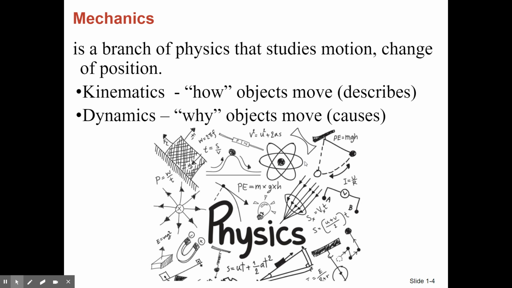All right, so starting off talking about physics, what we're really focusing on these next few months is something called kinematics. And kinematics is how we look at objects, how we can describe objects.